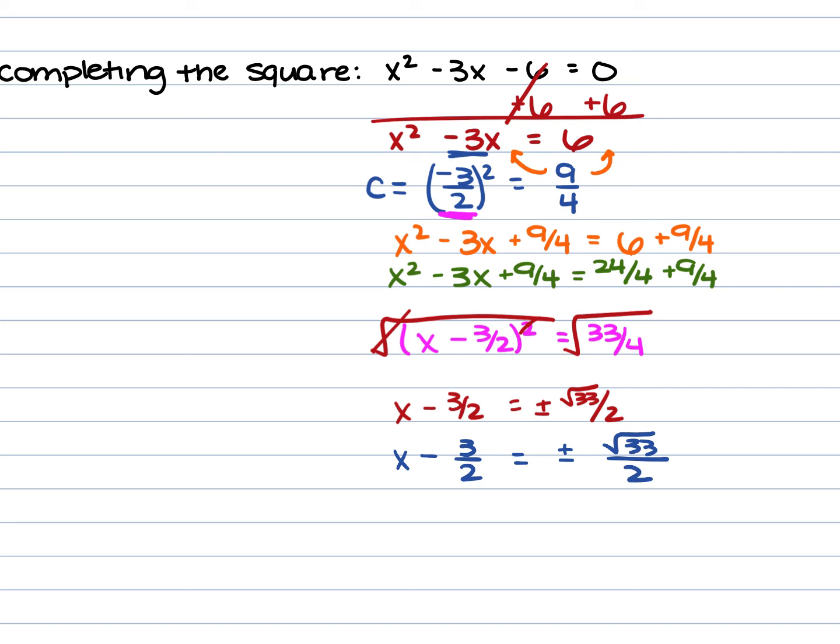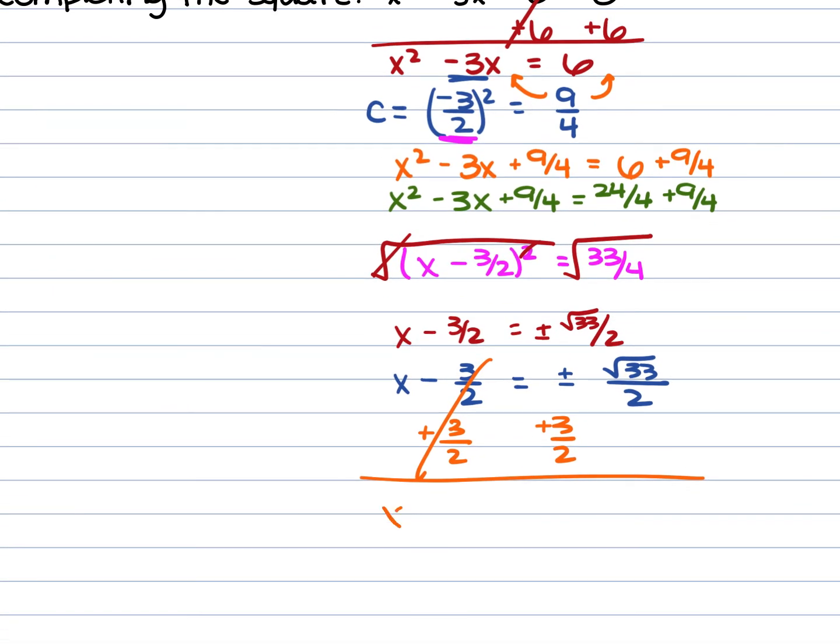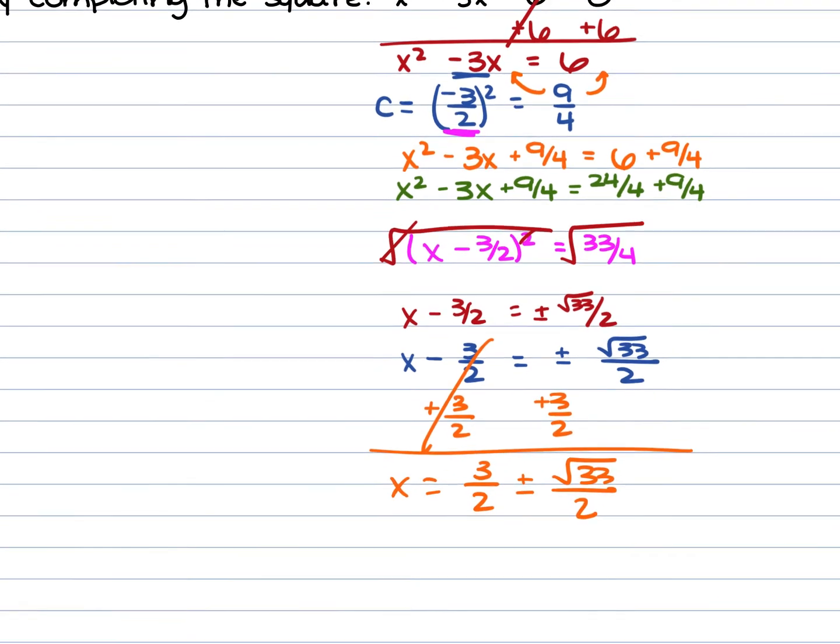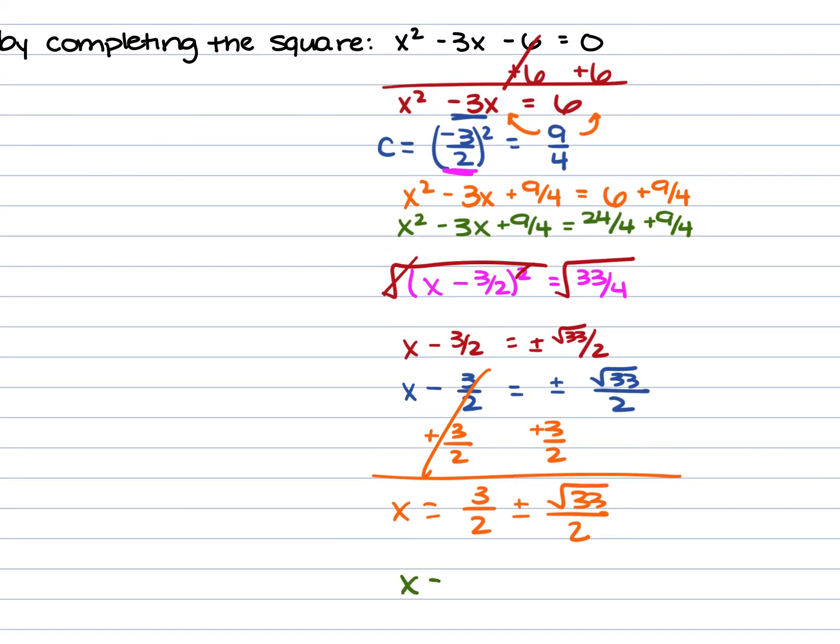From here, I'm going to add the 3 over 2 to both sides. When I do this, it's going to go in front of that plus or minus square root 33 over 2. So we're going to have x is equal to positive 3 over 2 plus or minus the square root of 33 over 2. Because these have the same denominators, we can write it as one fraction, and it's just going to be x is equal to 3 plus or minus the square root of 33 all over 2.